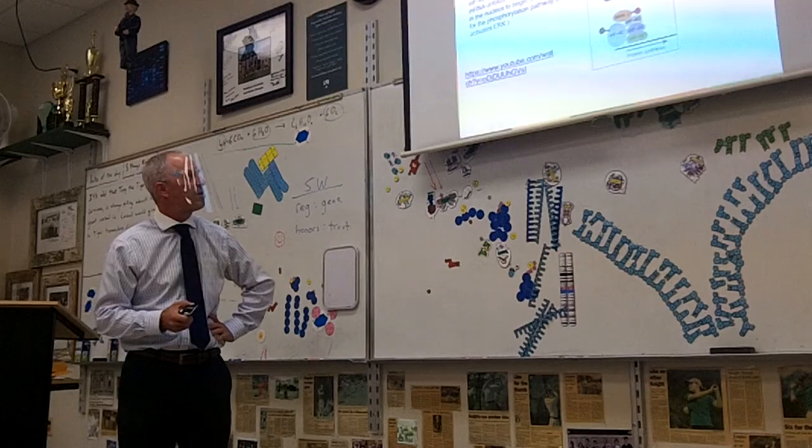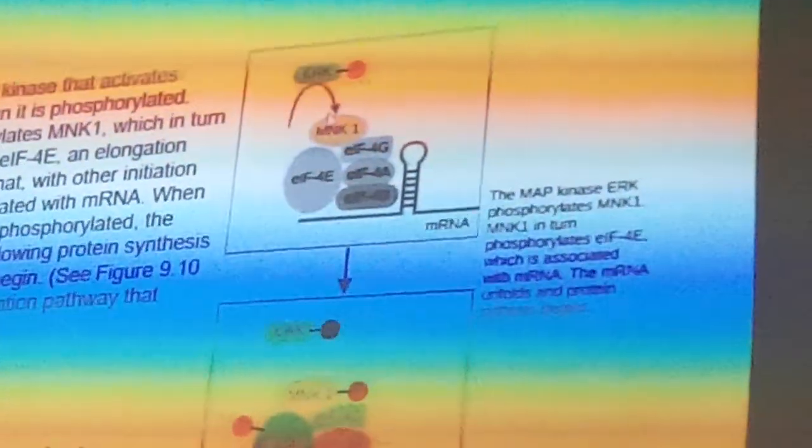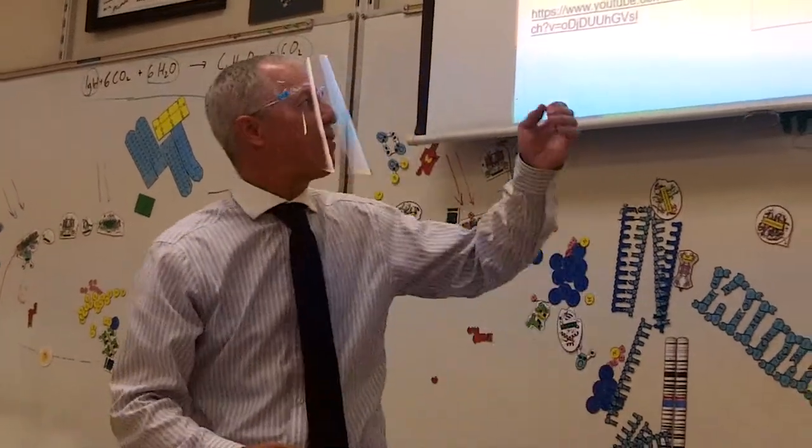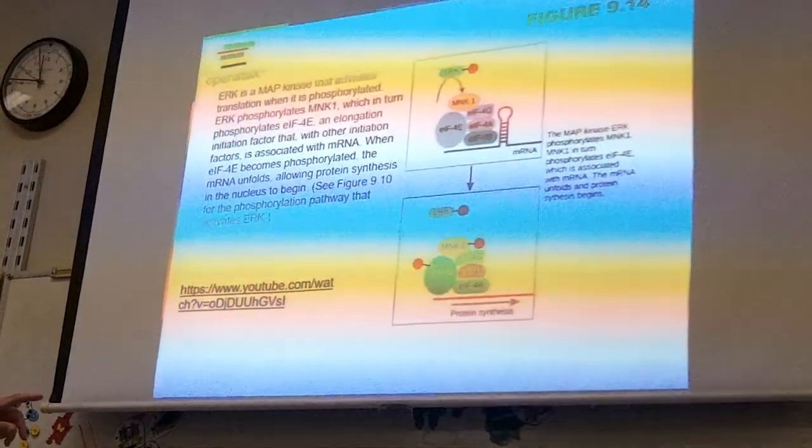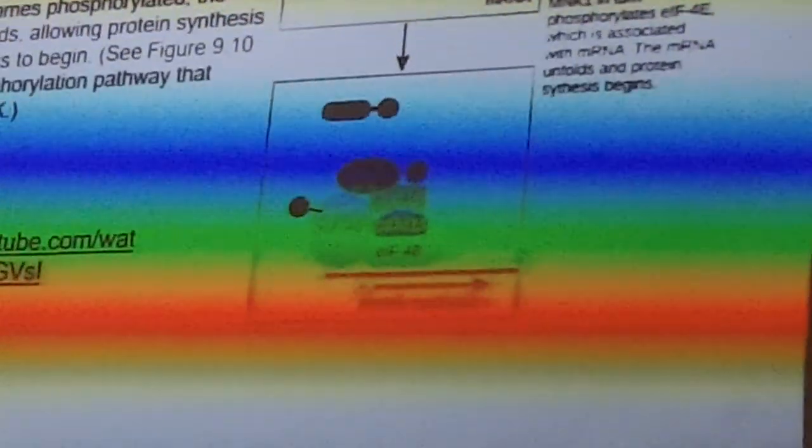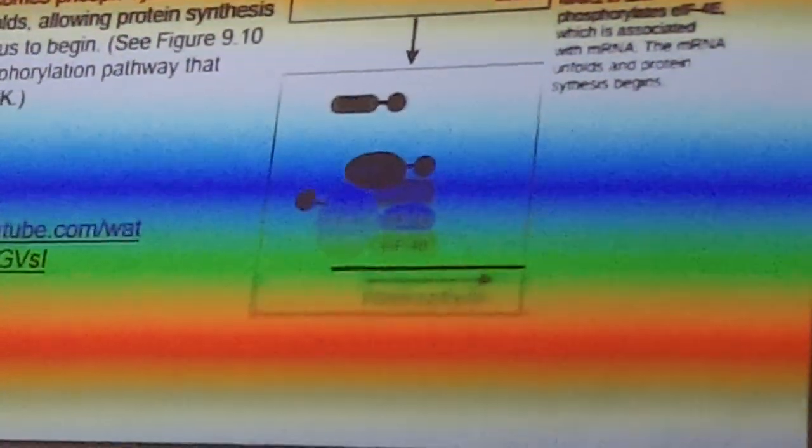Okay, so here's the ERK. Remember I was talking about the ERK? So the ERK can phosphorylate this MNK1 protein. See, it's phosphorylated. The MNK1 protein can then phosphorylate this EIF4E protein, and so forth. So it's kind of like a phosphorylation cascade. A cascade is when one thing happens and another thing happens and another thing happens. So the ERK phosphorylates the MNK1, which phosphorylates the EIF4E, and so forth. And what is the purpose of all this? Well, it kind of changes the shape of these proteins when you phosphorylate them, and that can activate protein synthesis in the cytoplasm.